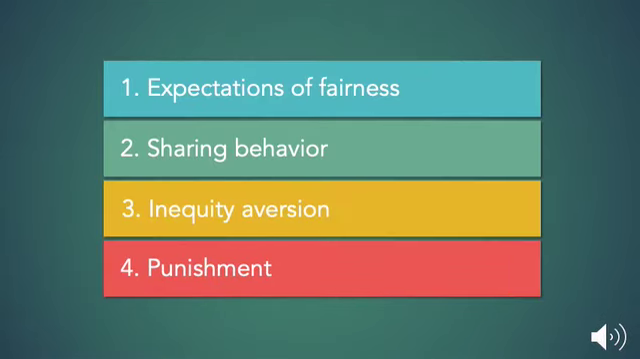To wrap up this lecture, let's look at these different categories again. Within the domain of fairness, researchers have examined a lot of different areas, and we looked at, first, expectations of fairness, second, sharing behavior, 3, inequity aversion, and 4, punishment.